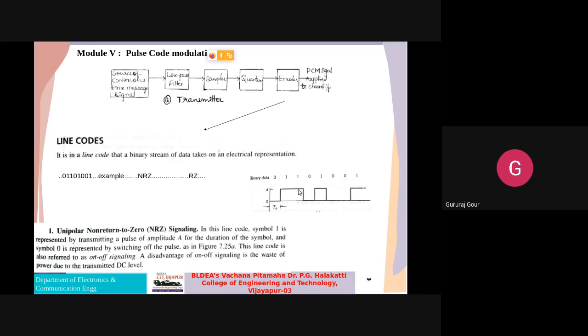Let us see what are the different line codes which are available for us. Let us consider an example, one code or data we take. In the encoder, we are converting the binary stream of data like this, for example, into an electrical representation. Guys, you can remember, this is the electrical representation of the binary stream of data. So this is the electrical signal that we actually want to transmit.